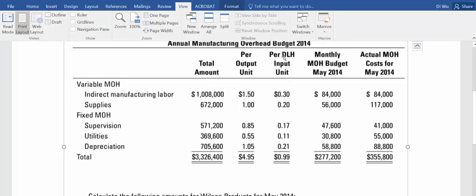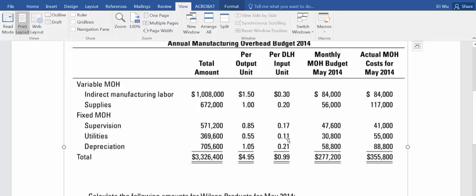So in order to find the fixed manufacturing overhead per direct labor hour input unit, all you have to do is basically add three numbers together. There are three rates here. You add them, and the total is the total fixed manufacturing overhead per direct labor hour. It's pretty easy to add them. You add them together, you get 0.28, then 0.49. So the fixed manufacturing overhead per direct labor hour input unit is 0.49.